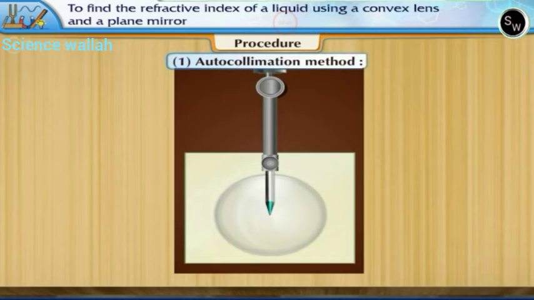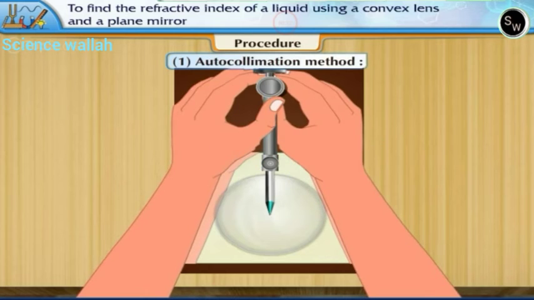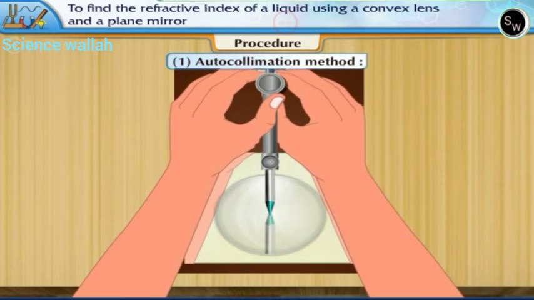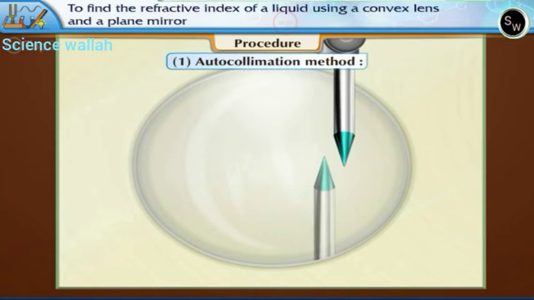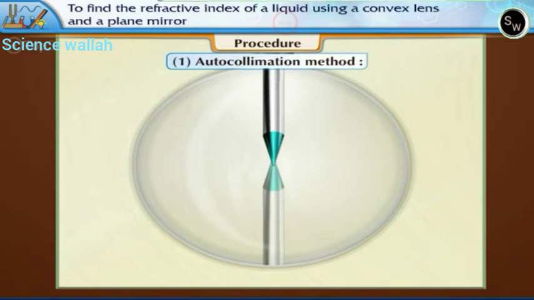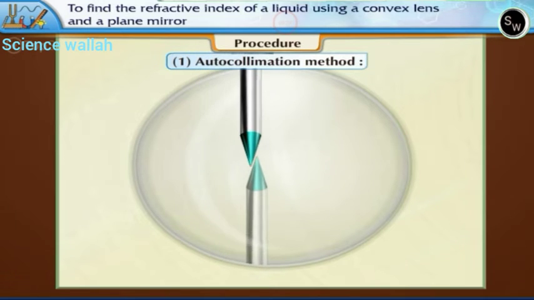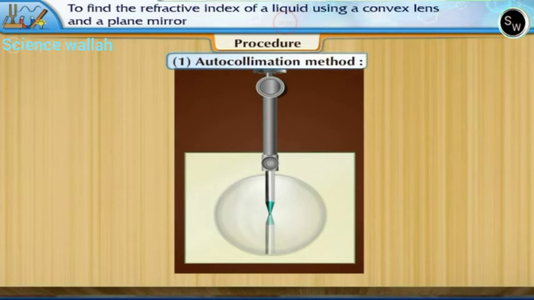Look down into the lens along its principal axis and raise the index pin gradually until you are able to see its real inverted image. If you change the line of sight, the image of the pin and pin move separately. There is a parallax between the image and the pin.